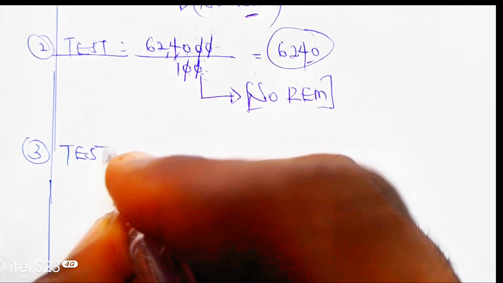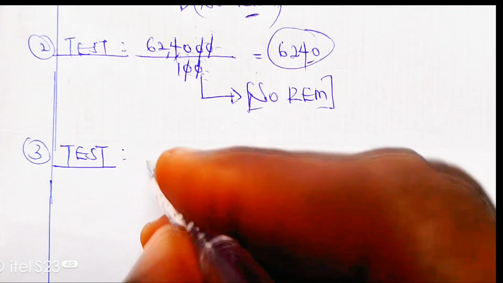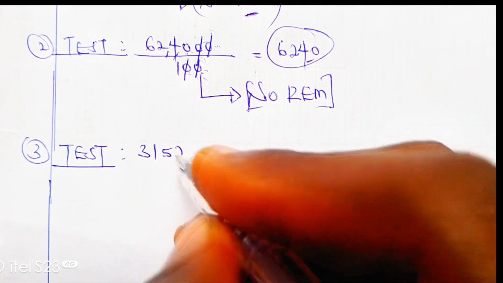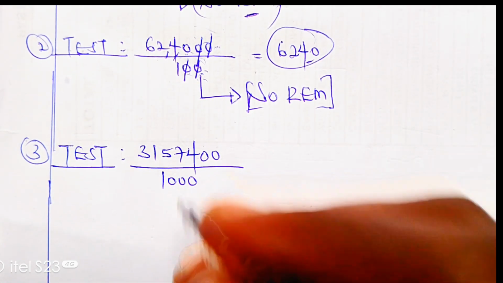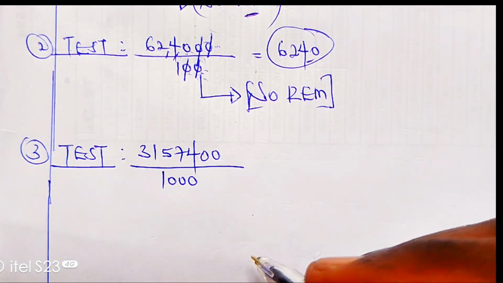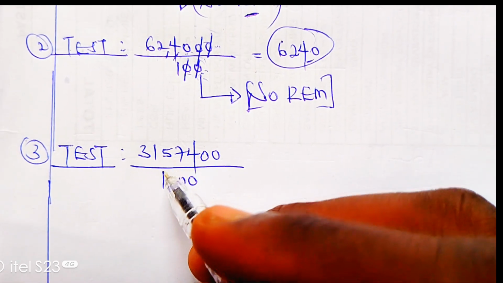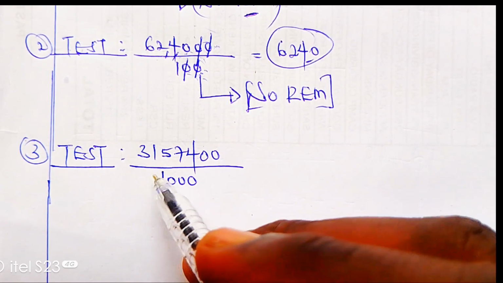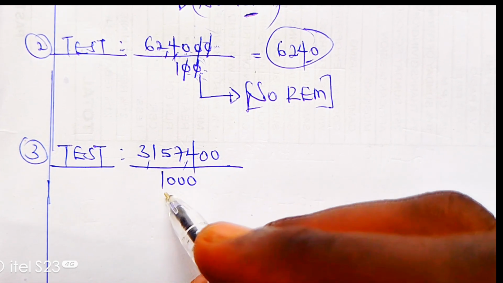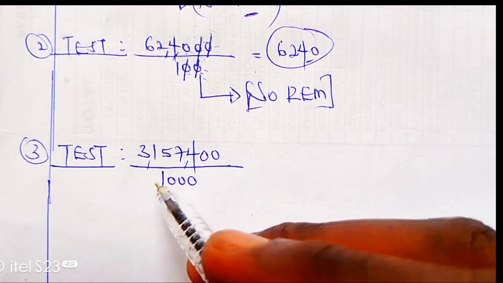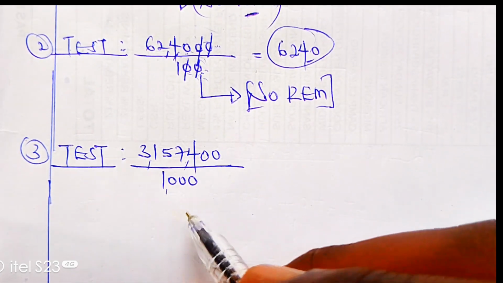So let's see a couple more examples. Test 3,157,400 divided by 1000. When 1000 divides 3,157,400, will there be a remainder or not?